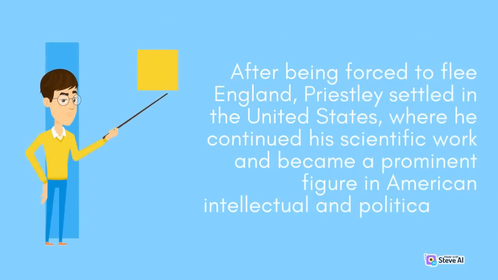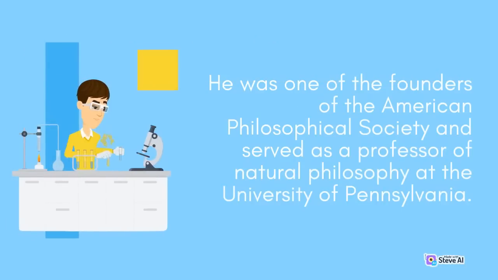After being forced to flee England, Priestley settled in the United States, where he continued his scientific work and became a prominent figure in American intellectual and political life. He was one of the founders of the American Philosophical Society and served as a professor of natural philosophy at the University of Pennsylvania.